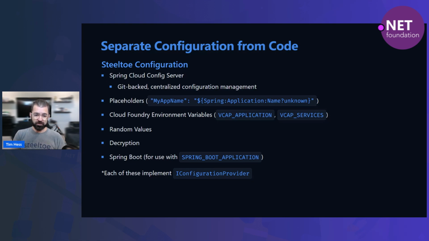Steeltoe also supports several more fairly powerful configuration providers. We have a placeholder provider, which you can see an example of in this slide. We've got this ${} curly brace format where you can embed some other configuration key, and you can actually daisy chain them a bit. So you could have multiple fallback values and ultimately some default value if none of the config keys were found.